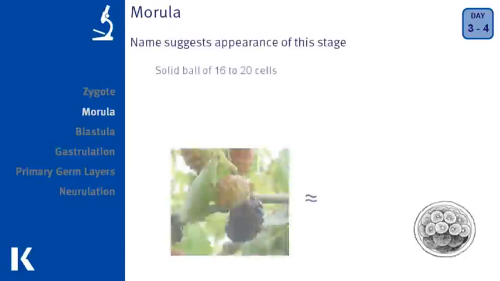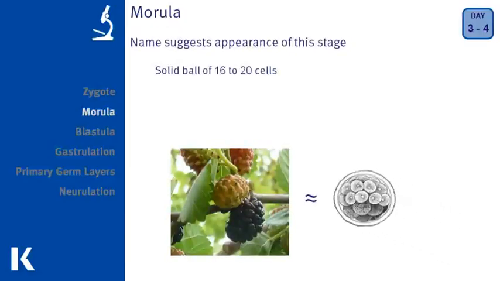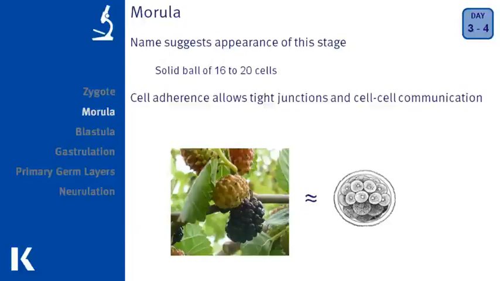At this point, we have a solid ball of cells, and the name morula gives us a hint as to the structure at this stage. Morula in Latin means little mulberry, and if you look at the image of the mulberries on the left of the screen and the morula on the right, you'll notice a similarity in structure. So for test day, remember that a morula looks like a mulberry. These cells are located very close to each other, which allows them to communicate very efficiently.